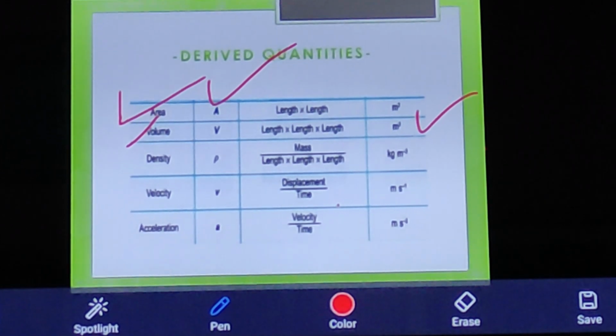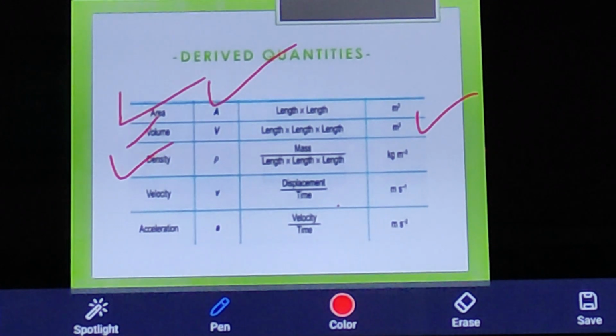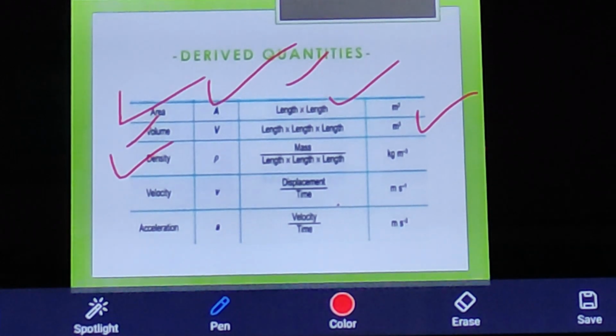Now come to the point, that is the density. A question arises: why is it a derived quantity? Just check it out, take area. It depends upon two fundamental quantities: the first is length, the second is length. Both lengths are in meters, and meter is the physical quantity. So length into length, meter into meter, meter square. That means it is derived from the physical quantity, so that's why it is called a derived unit.